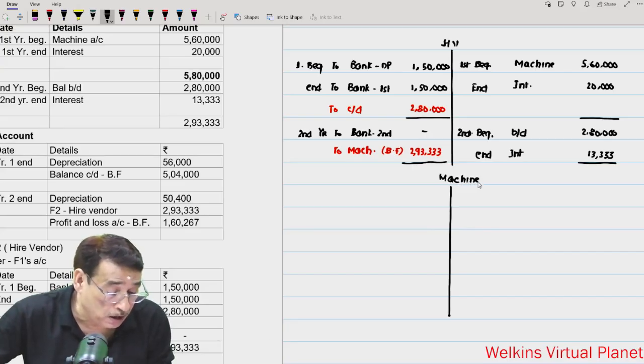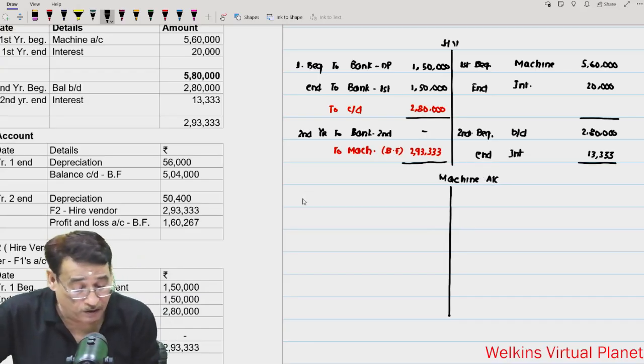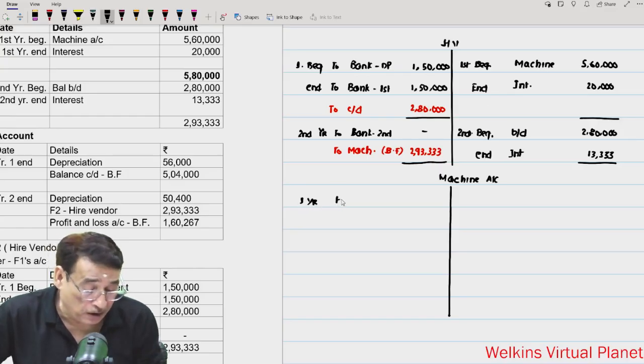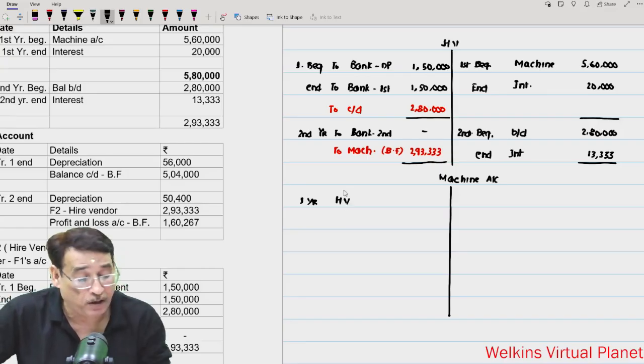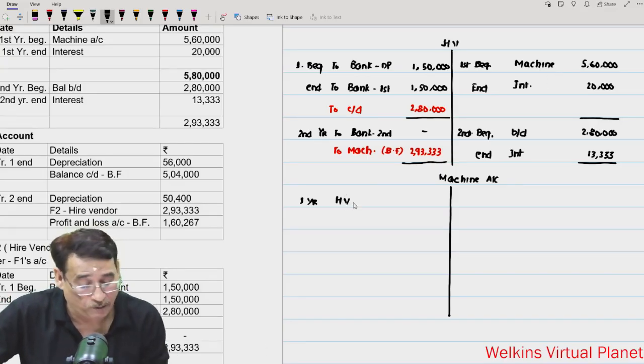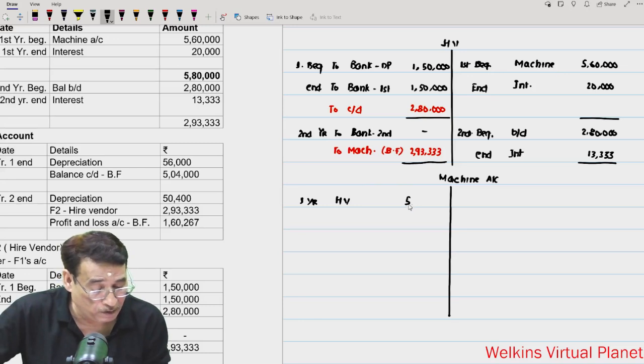In the machine account, what I am supposed to write here? First of all, I will write first year. I have purchased a machinery, so I will write here to hire vendor, because in the hire vendor I have written machinery. That is equal to 5,60,000.